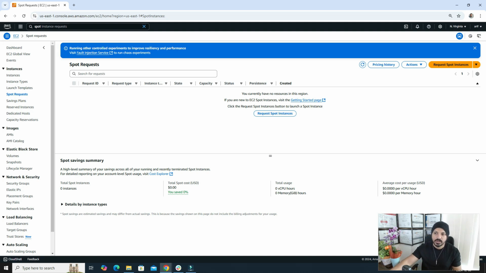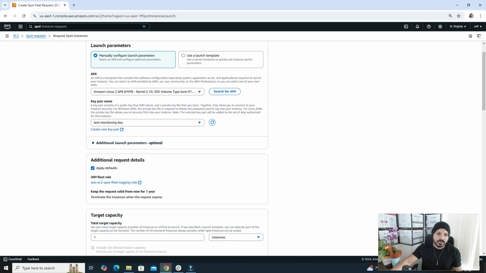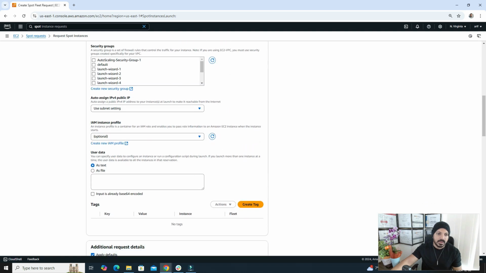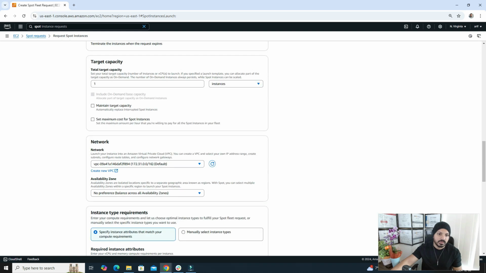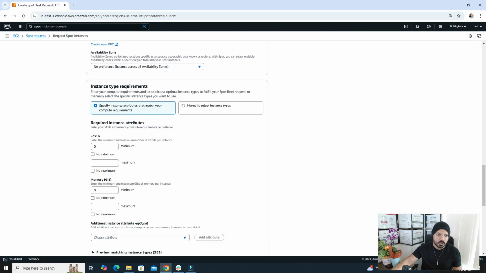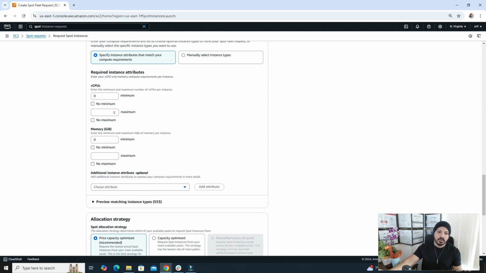So how can we request for it? This is from the EC2 console. If I click here on Request Spot Fleet request, here are all the technical things like what kind of AMI we want, and the key pair that we want to use for the EC2 instances. Here we are defining the network, like the VPC and the availability zones, and specifying the instance attributes that match your compute requirements. So here we're specifying what kind of instances we want as spot instances.